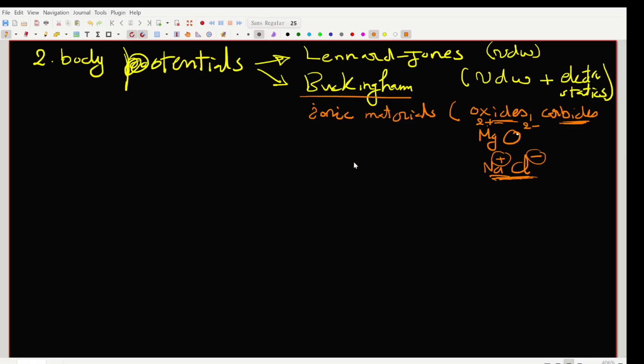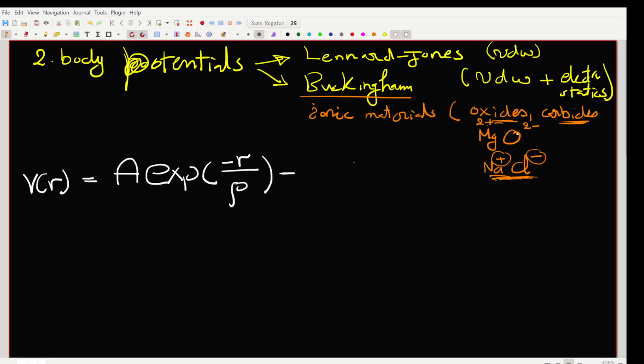What is the formula? What is the equation for this? Again, it's a two-body potential, so it depends only on the distance between these two ions. V of r equals some constant A times exponential of negative the distance r divided by rho, minus C over r to the power 6, plus the electrostatics part, which is Q1, the first charge, Q2, the second charge, over r.